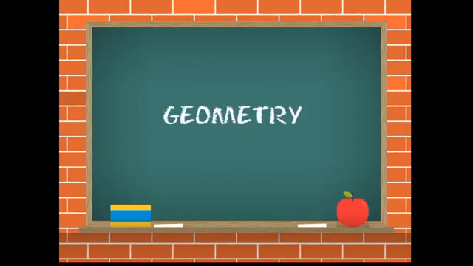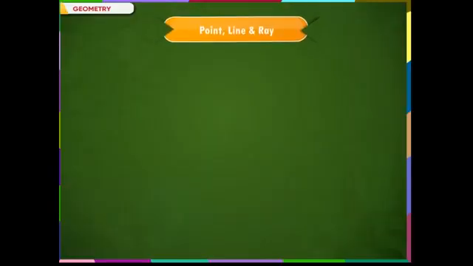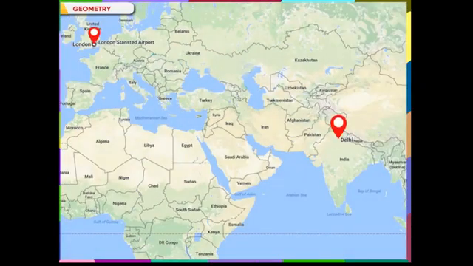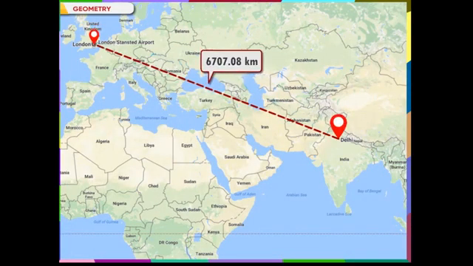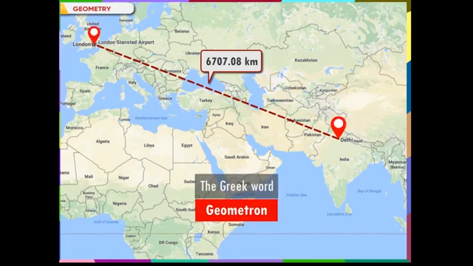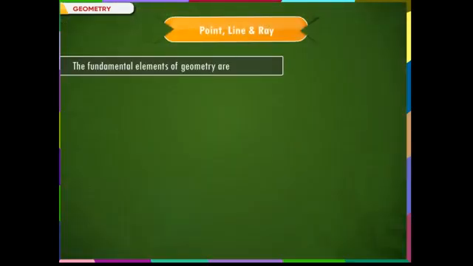Geometry, point, line and ray. The most practical branch of mathematics is geometry. The term geometry is derived from the Greek word geometron. It means Earth's measurement. The fundamental elements of geometry are 1.